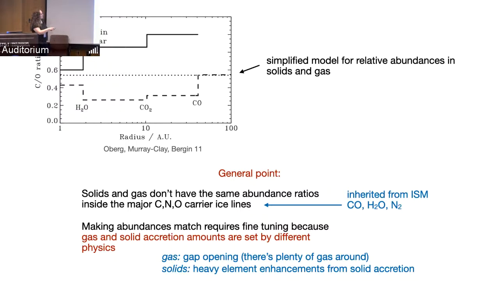But the general point here really is that solids and gas do not have the same abundance ratios if you're between the major carbon, nitrogen, and oxygen carrier ice lines. Again, these are inherited from the interstellar medium. This is where most of those atoms are in disks. It's not the only place they're from. And making abundances in planets match solar or stellar requires fine-tuning, because when you accrete gas and solids, they're set by different physics. So for gas giants, you're setting your gas by gap opening. For solids, you have separate solid accretion.